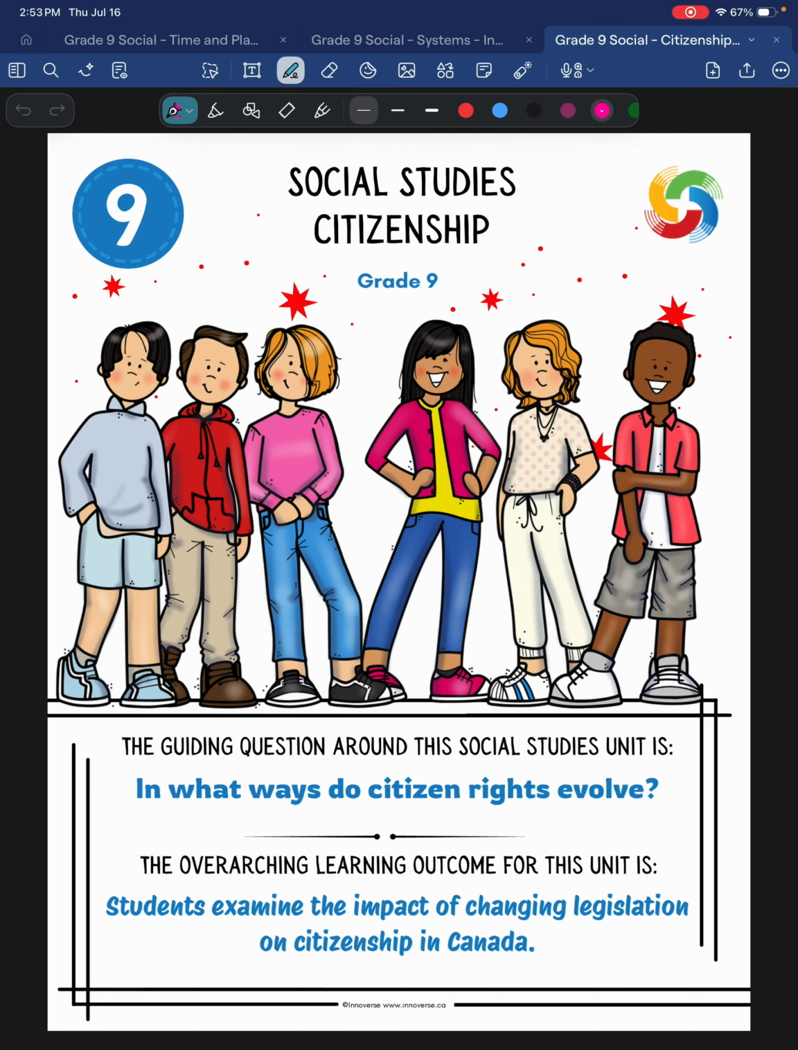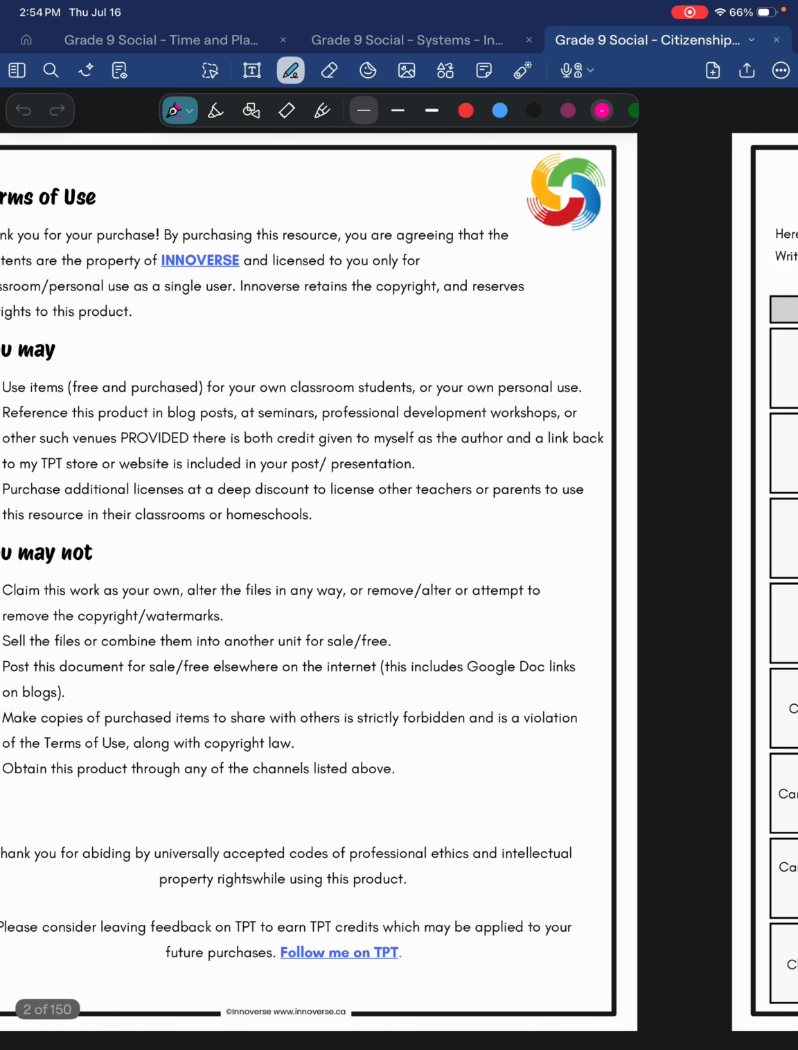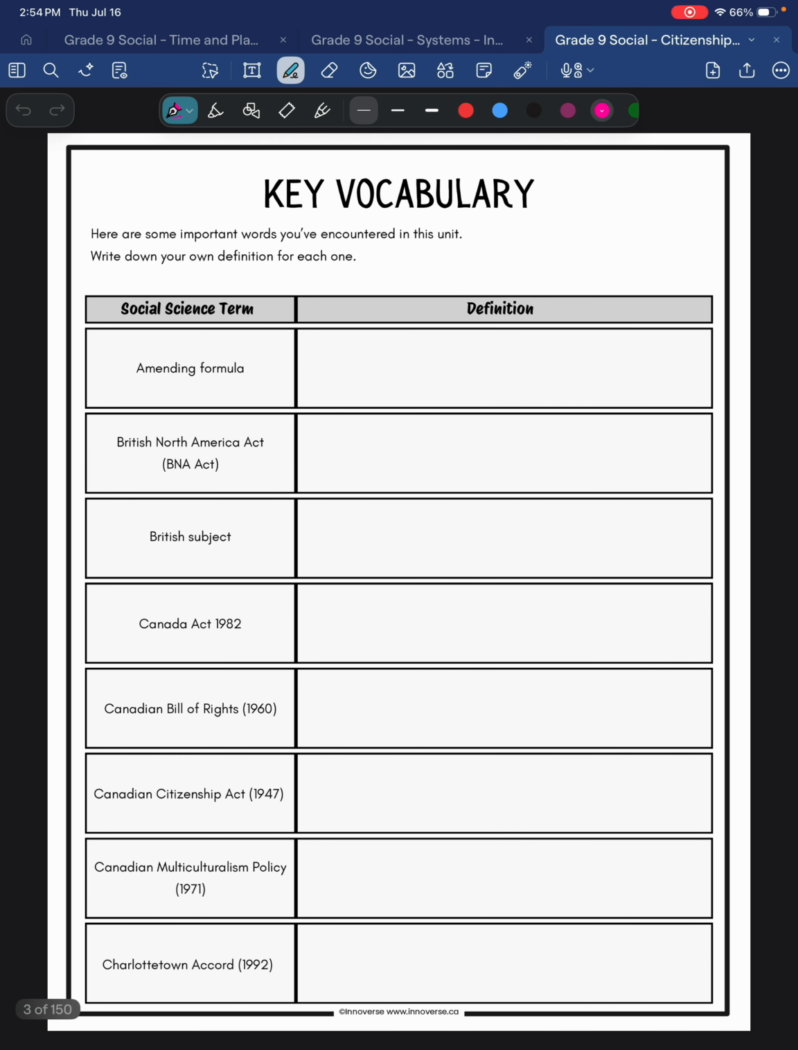Let's take a look at what is in this social studies booklet for grade 9. Now, if we just look at the covers, you'll notice that there's only one guiding question and one overarching learning outcome for this unit, as compared to the other two in the new curriculum that have two guiding questions and two overarching learning outcomes. So this booklet's a little shorter. It's 150 pages with 118 of those pages being designed for student use.